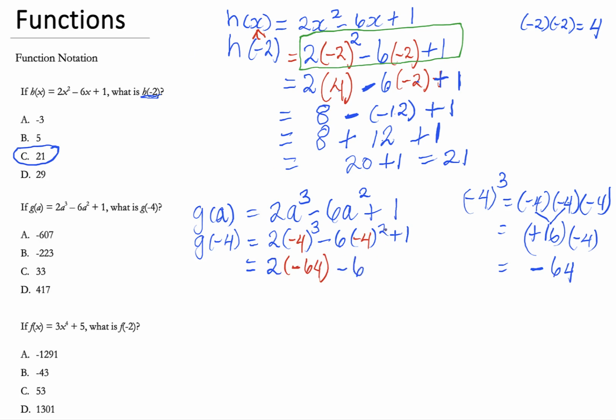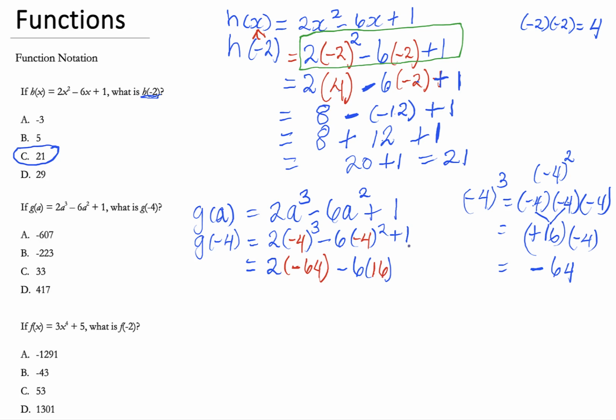Minus 6. We have another exponent here, and this is negative 4 to the second power. Now we just did that when we did negative 4 times negative 4, which is actually negative 4 to the second power. That gave us positive 16.